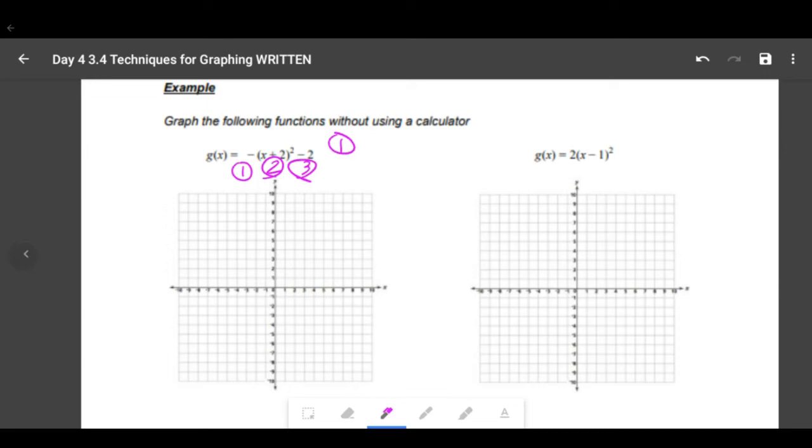If I take a look at the minus sign in front there, I know this means that we want to reflect over the x-axis. Number 2 tells me that we are going to shift left 2. And then number 3 tells us we are going to shift down 2.